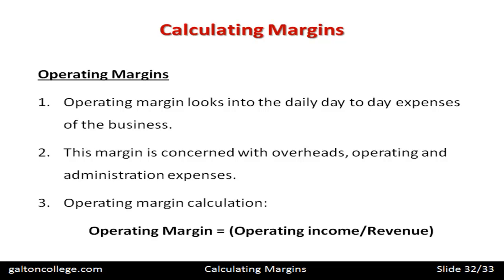The operating margin calculation is the operating income divided by revenue. I think instead of saying operating income, operating expenses might be better there. I don't think income is perhaps the right word. But operating expenses divided by revenue is a better way of putting that, and that would be the operating margin. So cross out income and write in expenses.